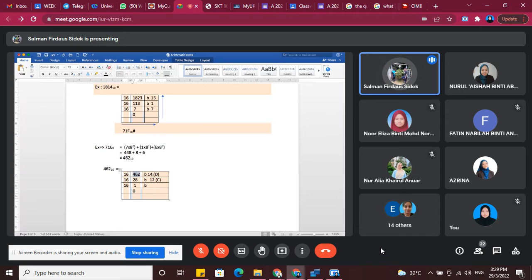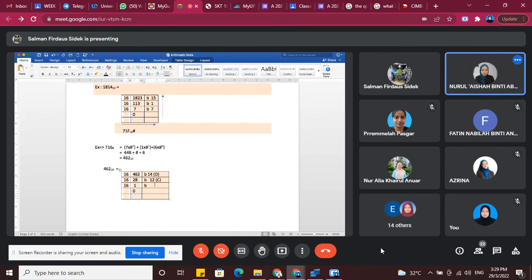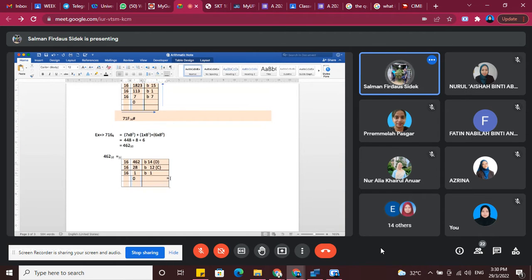Okay, correct. And then 28 divided by 16? 1. Okay. Baki? 12. 1 bagi 16? 16, kan? Baki 1 lah. Astaghfirullahalazim. Okay, confused. Tengok saya pun dah jadi kebingungan. Okay, the answer is 1, tak apa, never mind.